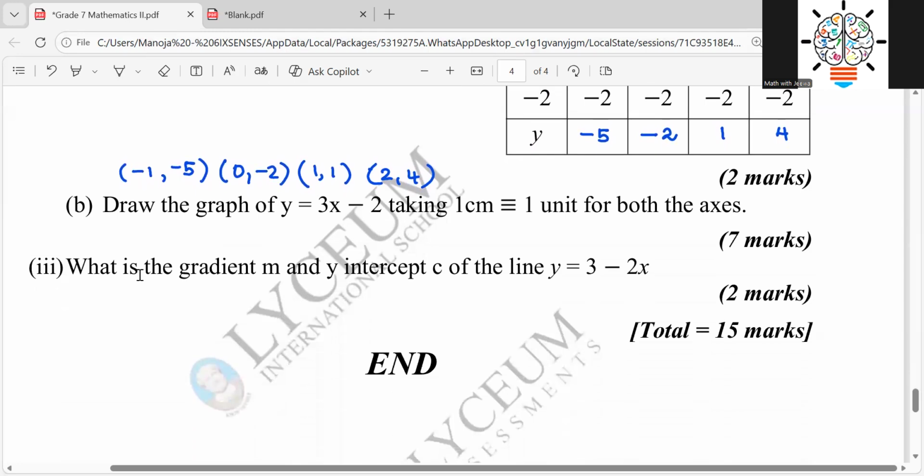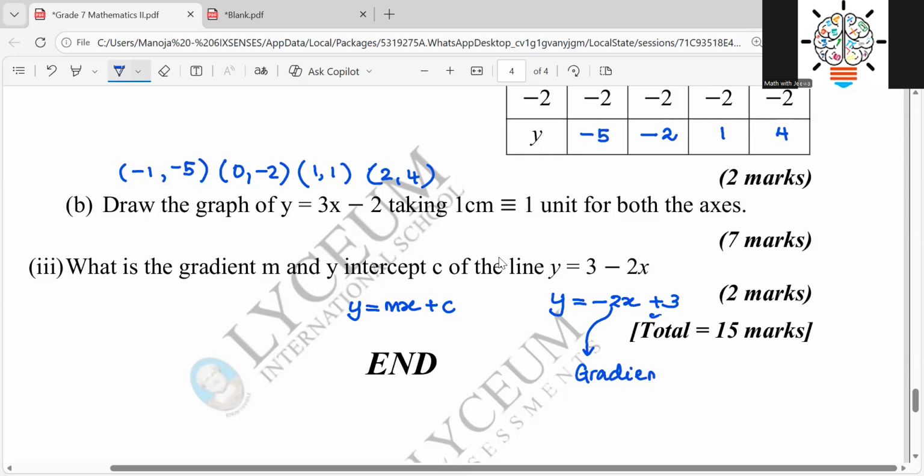And they ask, what is the gradient m and y-intercept of this line? When you have something like this, rearrange the formula -2x plus 3y. Any straight line follows y equal to mx plus c format, right? It follows y equal to mx plus c format. So then you can write negative 2x plus 3. What is this negative 2? That is the gradient. Gradient is equal to negative 2. And what is this 3? It is the y-intercept.